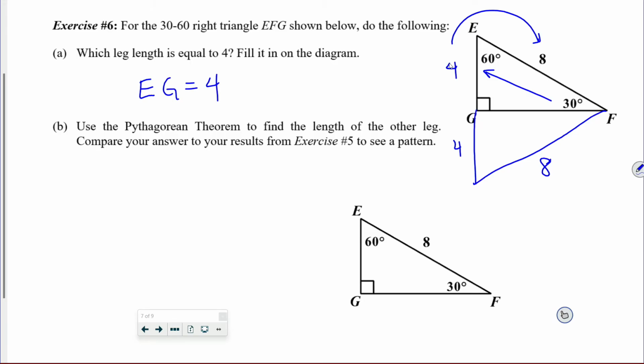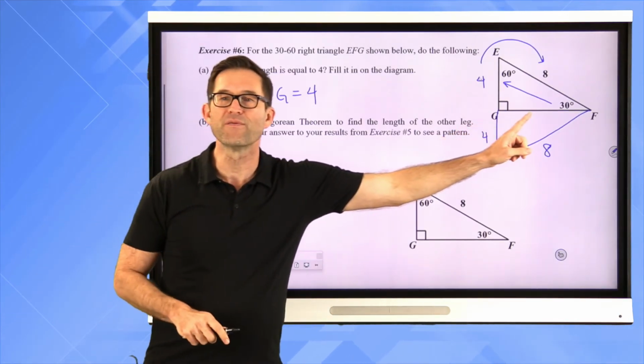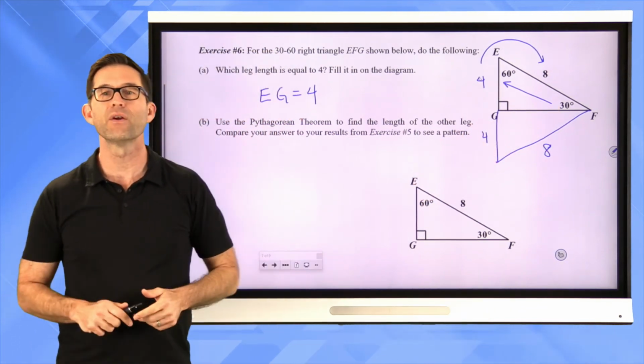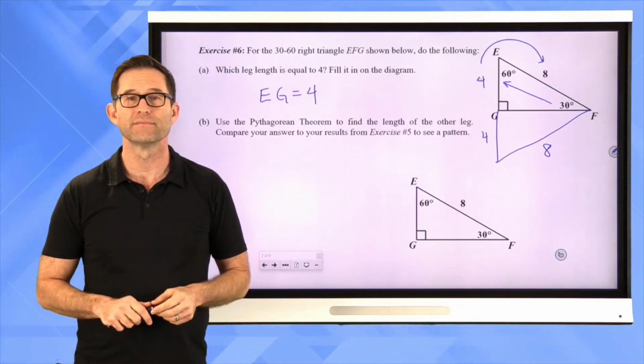Now let's look at letter B. Use the Pythagorean theorem to find the length of the other leg. Compare your answer to your result from exercise number 5 to see a pattern. All right, so now what I'd like you to do is figure out what this length is using the Pythagorean theorem. Pause the video now and see what you get.